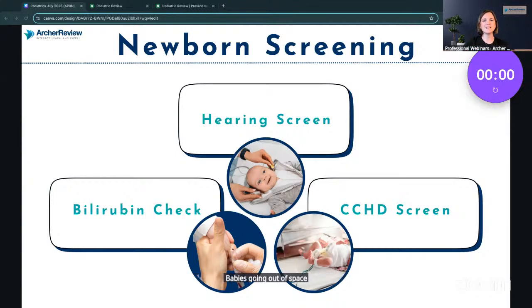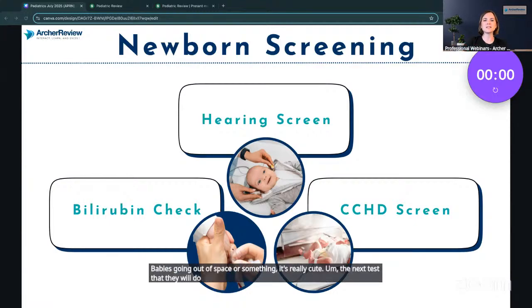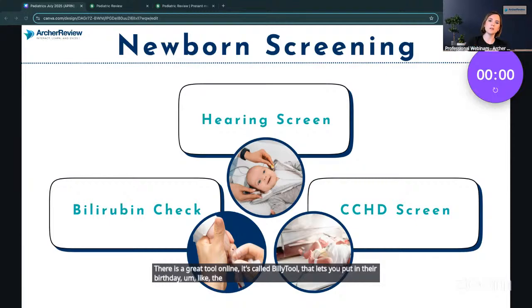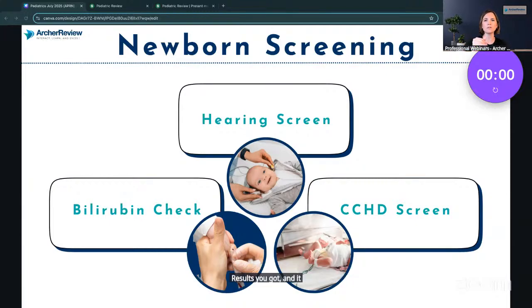It's really cute. The next test that they will do when they're newborns is a bilirubin check or a jaundice screening. And this is just to make sure it's in a safe range. There's a great tool online. It's called Bilitool that lets you put in their birthday, like the hour they were born, when you drew the bili level, what results you got, and it gives you kind of an algorithm for treatment. So this is really helpful just for clinical practice.